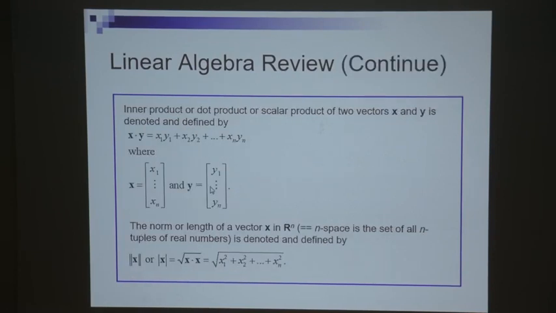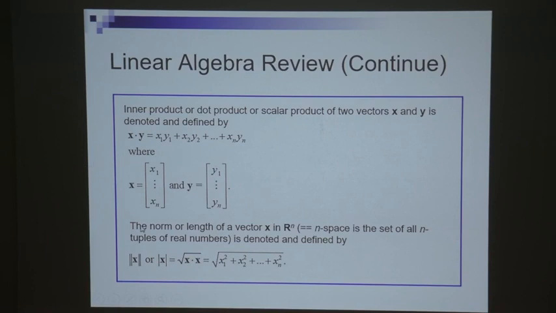So you need to know what is the inner product. Another word for inner product is dot product or scalar product. When you take the inner product of two vectors, x and y, you denote it by x dot y. So you will have x1 y1 plus x2 y2 plus up to xm ym. So this is your x, this is your y.